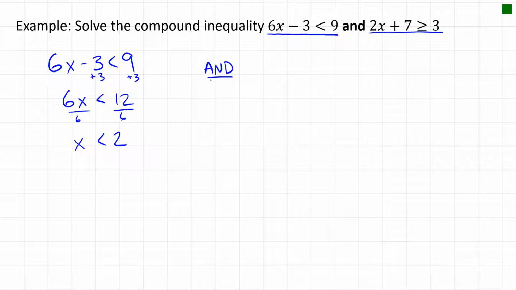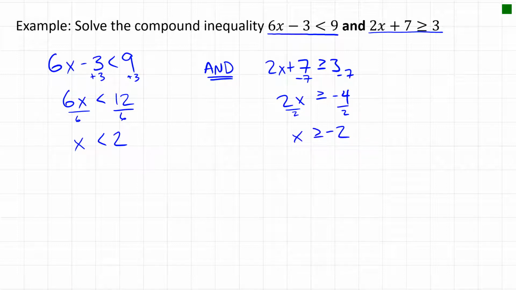And we also know that 2x plus 7 is greater than or equal to 3. So we subtract 7 from each side. So we have 2x is greater than or equal to 3 take away 7, which is -4. Divide by 2. So x is greater than or equal to -2.